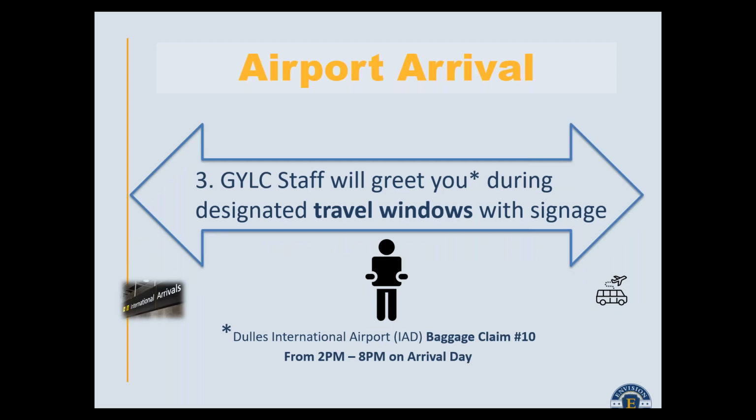And we are based at baggage claim number 10 from 2 p.m. to 8 p.m. on arrival day. Once you submit your travel information, we will have all of your flight information, and our staff will be at baggage claim number 10 waiting for you there. Please know that we do not go inside to meet you. After you go through customs and collect your luggage, walk to baggage claim number 10, where our GYLC staff will be waiting for you.